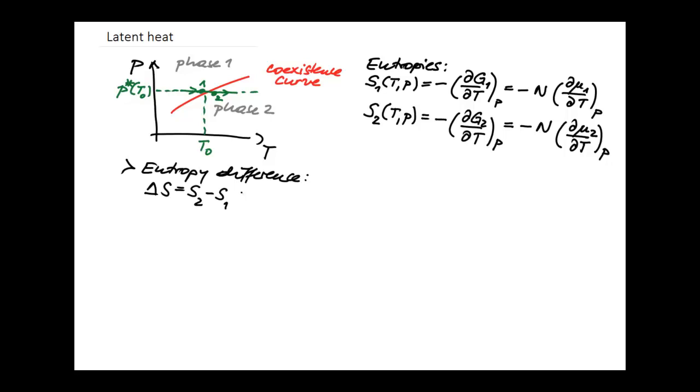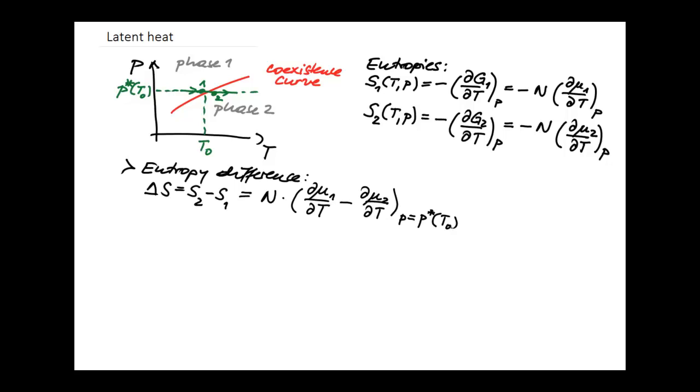We can use the results that we just obtained and find that this is the total number of particles times the difference of the partial derivatives of chemical potential in phase 1 minus the partial derivative in phase 2. And both partial derivatives are taken at constant pressure, and this constant pressure equals this critical pressure P star at the temperature T0.